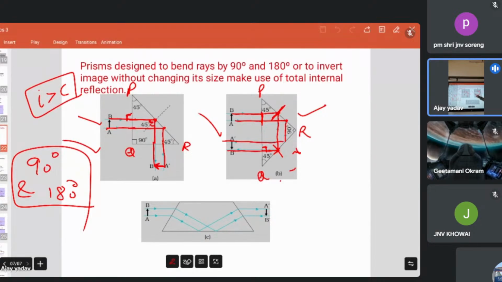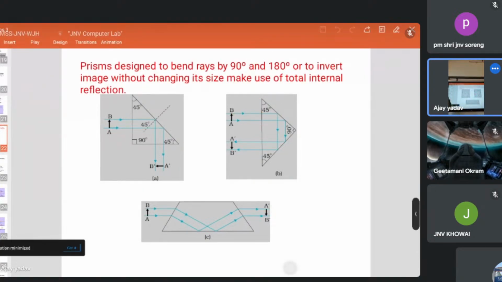Okay, so this is the required image. The object is upright and the image is downside. So this is rotated by 180 degree. This is the application of TIR.